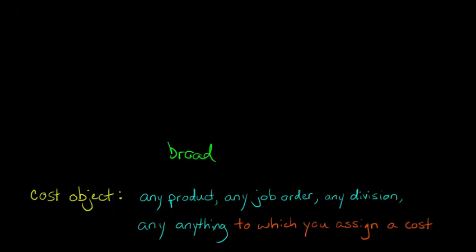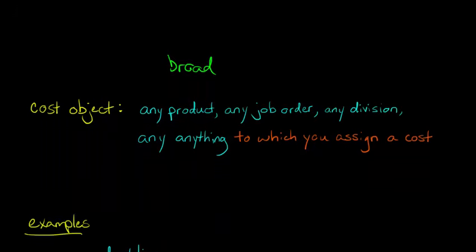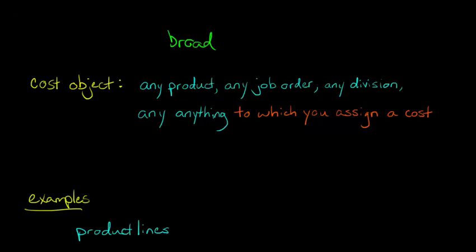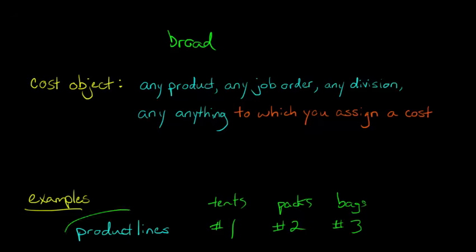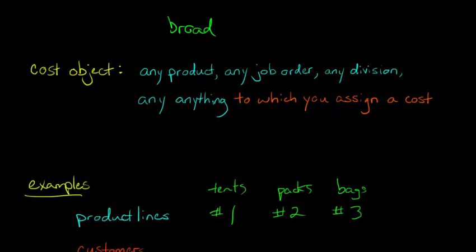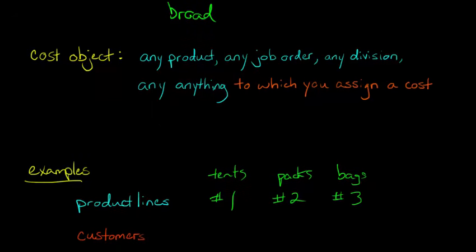So let me give you some concrete examples to give you a better idea and get a little bit of a handle on this. Let's say that a firm has multiple product lines. For example, product line number 1, you make tents, product line number 2, you make hiking packs, and product line number 3, you make sleeping bags. So each of these product lines can be assigned costs, so they're cost objects. But it doesn't just have to be a product or product line that we're thinking about in terms of assigning costs.